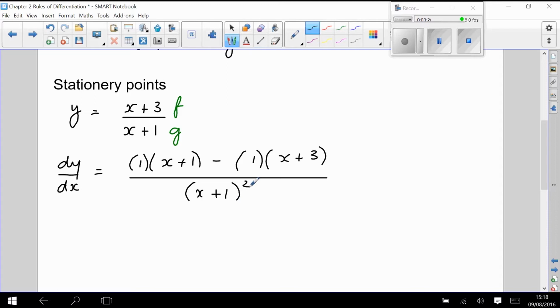If I simplify this, the derivative is going to be given to me as x minus x is 0, and then 1 minus 3 is minus 2. So lastly, I have minus 2 all over x plus 1 squared. Now remember, I said to you that if I had turning points, then the derivative, which is the gradient of the tangent at that point, would be 0.